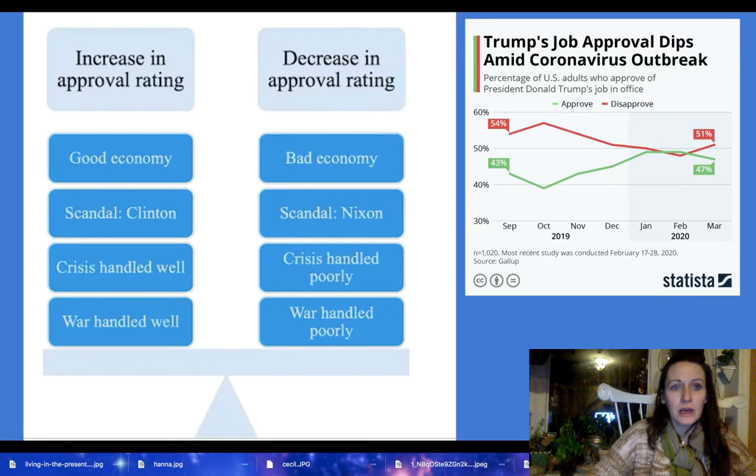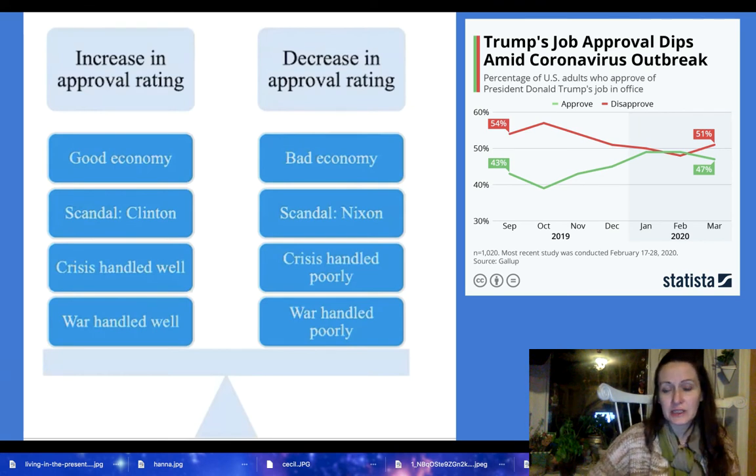Okay, now the teacher in the video explained how different events usually cause an increase or decrease in approval ratings, right? A good economy usually causes an increase. Handling a war or a crisis would normally cause an increase, right? But a bad economy or a scandal or a poorly handled crisis or war usually causes a decrease. And they put out the exception that the Clinton scandal actually helped his approval rating.